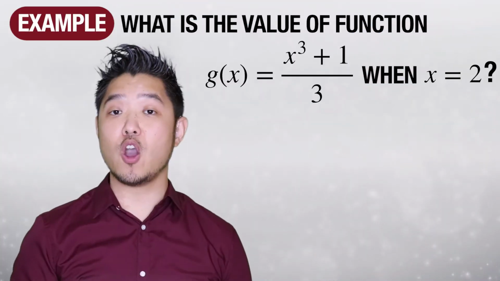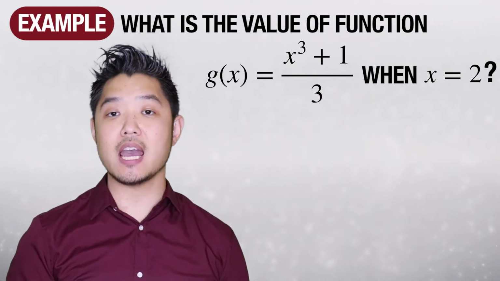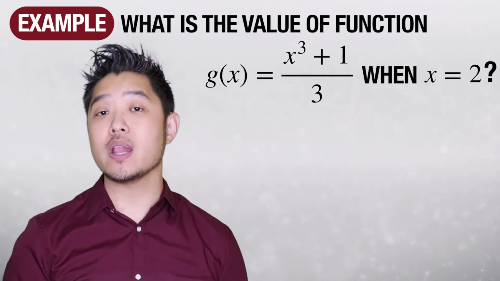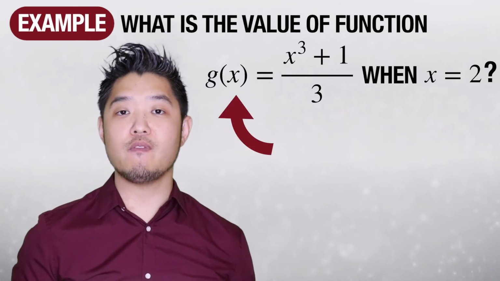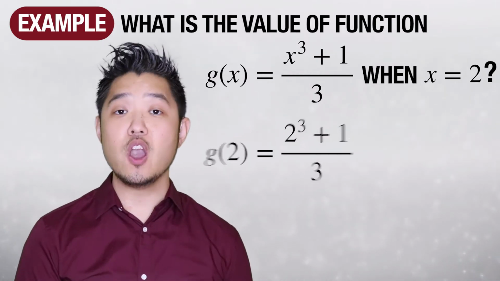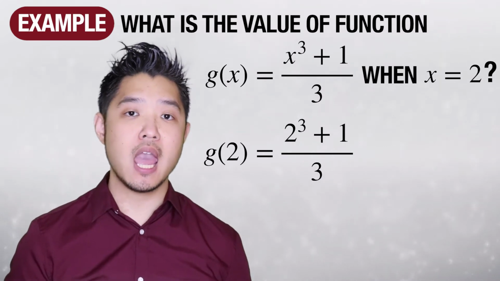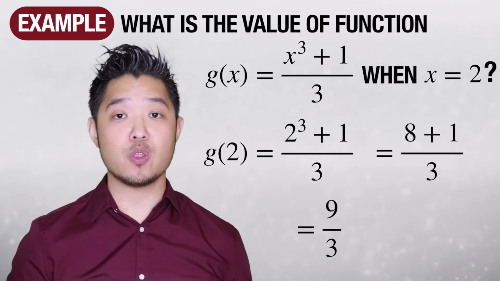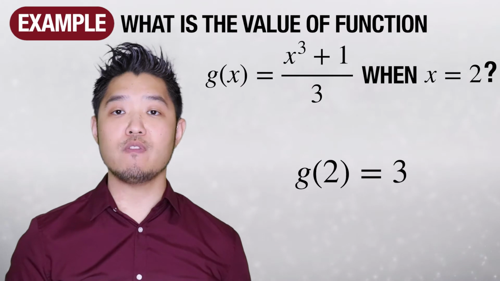Let's solve another function problem. What is the value of function g of x equal to x cubed plus 1 divided by 3 when x is equal to 2? To solve it, just substitute the value of x with 2. g of 2 is equal to 2 cubed plus 1 divided by 3, and this is equal to 8 plus 1 divided by 3, and we have 9 over 3, which is equal to 3. So g of 2 has the value of 3, and this is the answer.